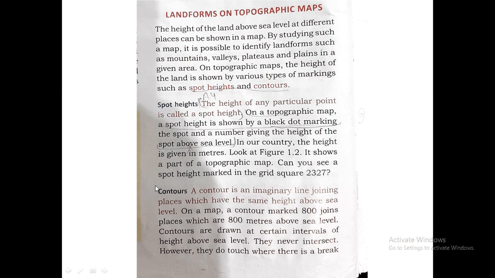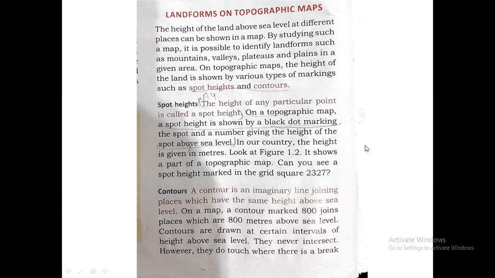Now the next point is contour. And what is the definition? A contour is an imaginary line joining places which have the same height above sea level. Normally we all know that we measure the height above sea level. Sea level is the base point, and whatever landform is above that base point, its height is measured from sea level. So contours are imaginary lines joining places which have the same height.